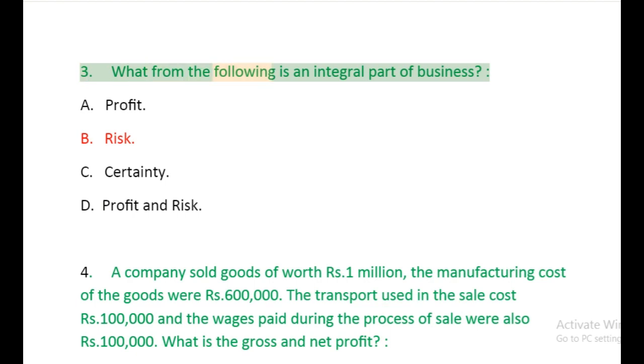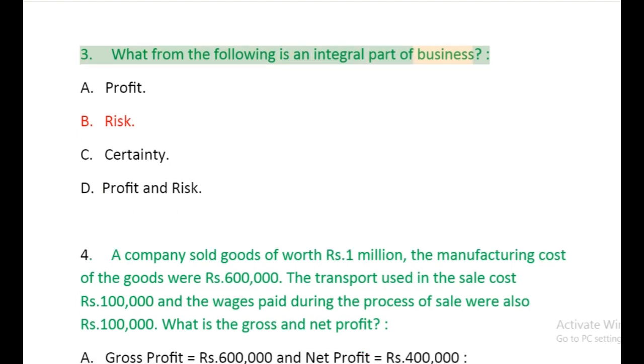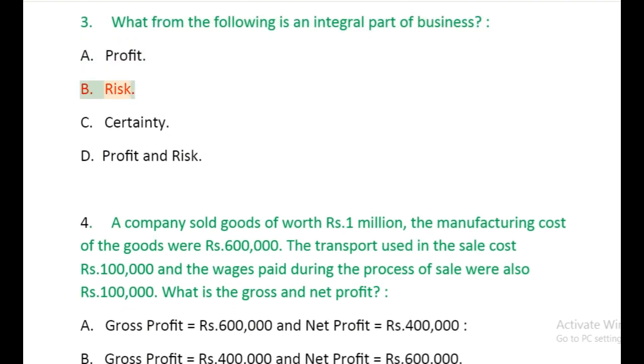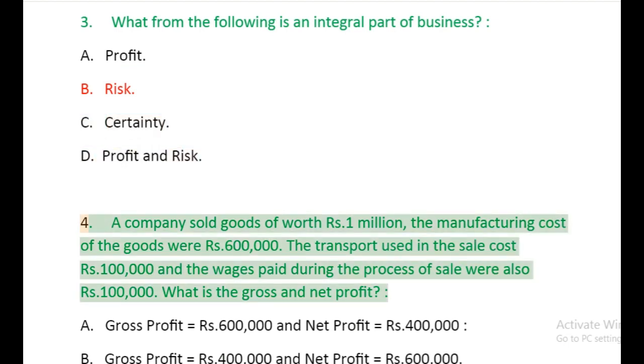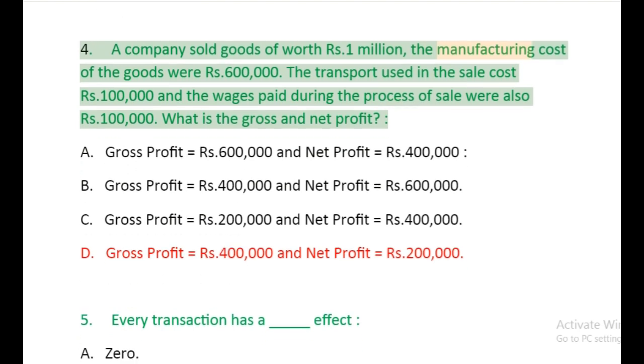3. What from the following is an integral part of business? A. Profit, B. Risk, C. Certainty, D. Profit and risk. 4. A company sold goods worth Rs.1 million. The manufacturing cost of the goods was Rs.600,000. The transport used in the sale cost Rs.100,000, and the wages paid during the process of sale were also Rs.100,000. What is the gross and net profit?